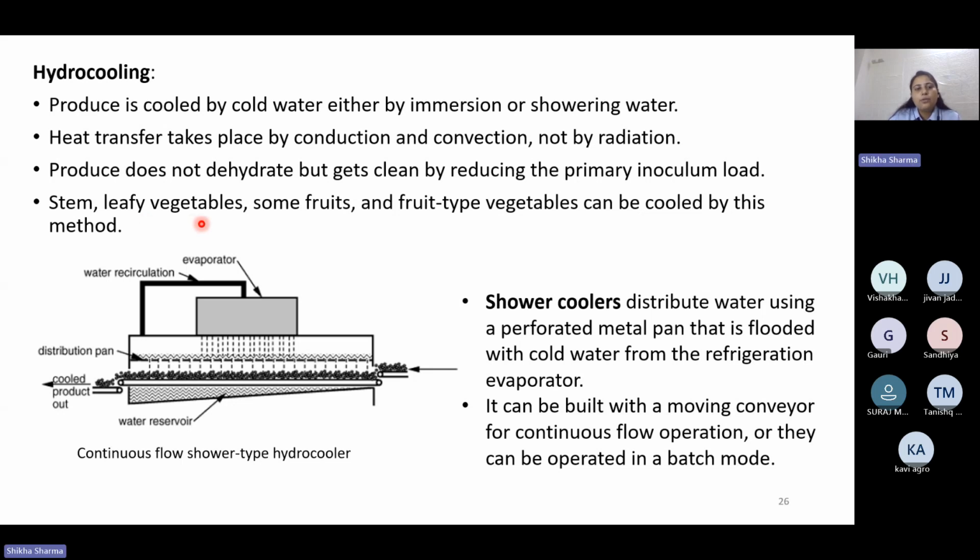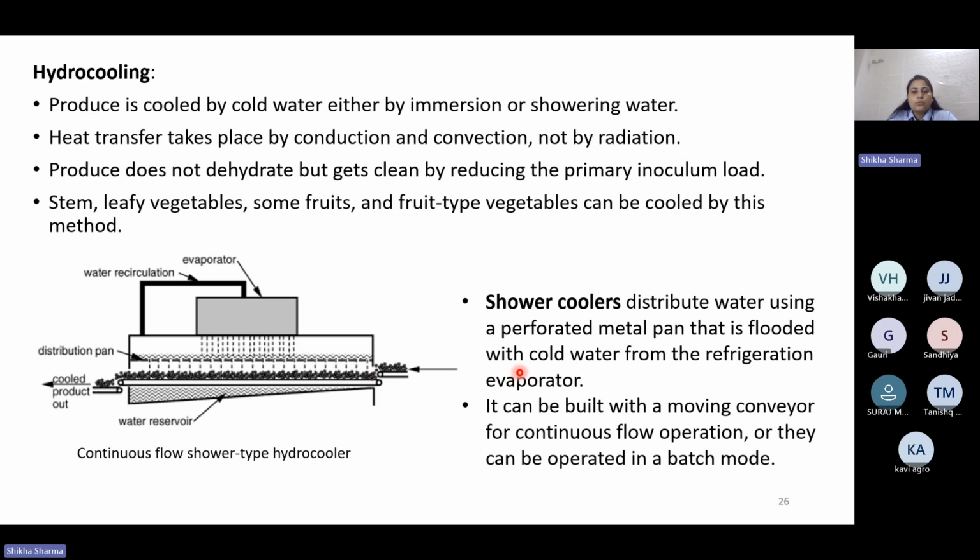And stem, leafy vegetables, some fruits and fruit type vegetables can be cooled by this method. So a wide variety of fruits and vegetables can be cleaned, because it's either immersion or showering. So this kind of method can be applied to a wide range of products.